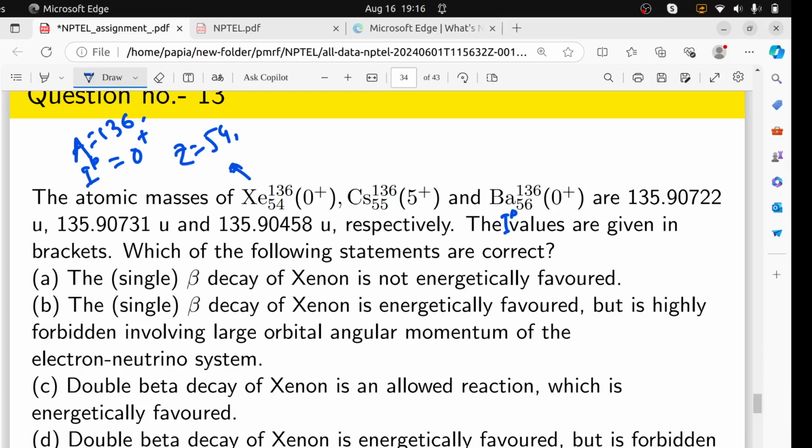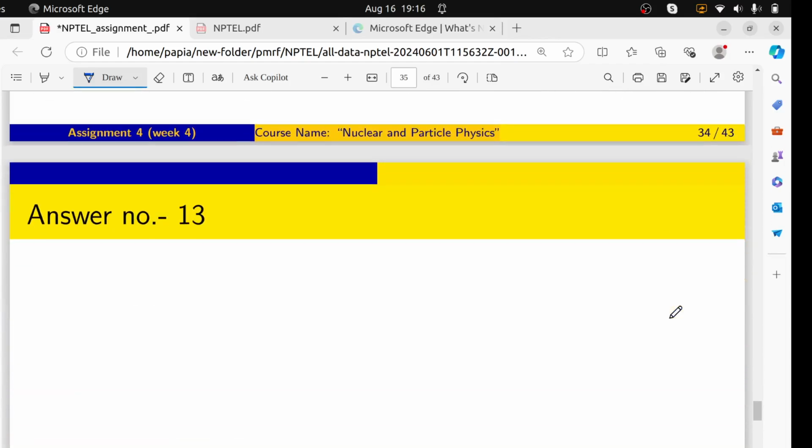Is it correct or not? We have to check. Energetically favored means any nuclear decay should be energetically favored when the mass of, let's say, x is going to y plus w. I can write it like w, because Z is the atomic number, so it may be a little bit confusing. So let's say x is decaying to y plus w. Energetically favored means m of x should be greater than m of y plus m of w.